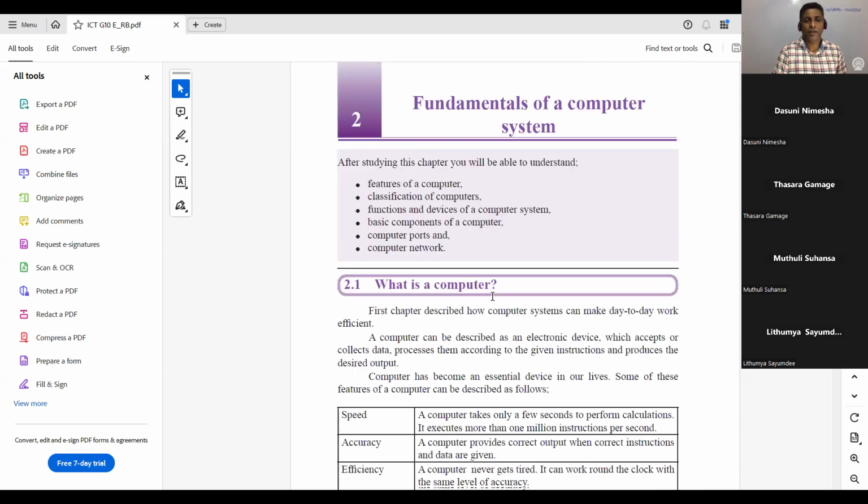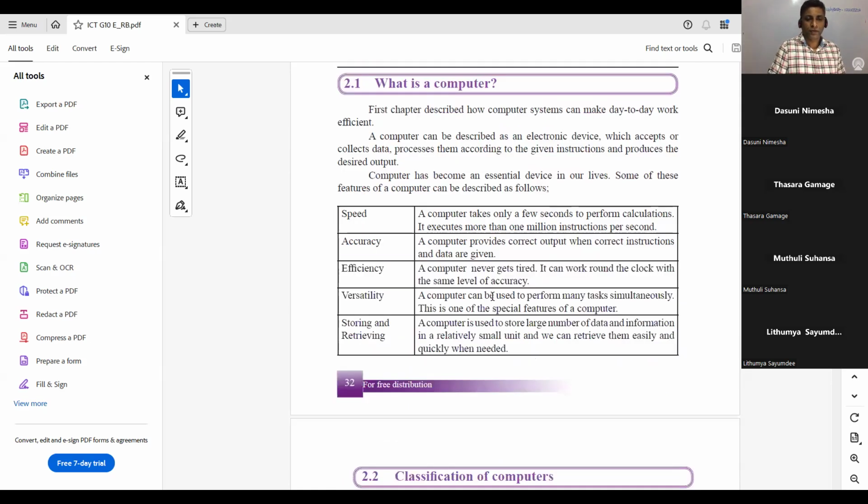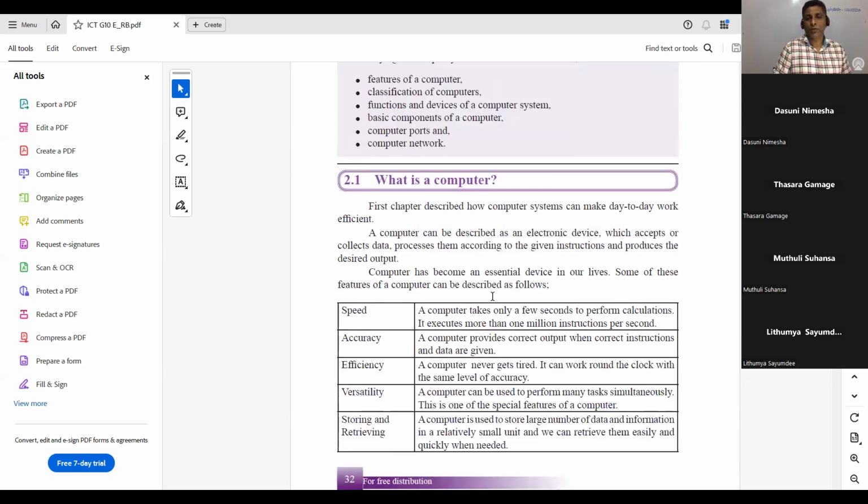Okay. So we are here, right? First today we'll talk about the features, right? What are the features you know at the moment? What are the features of a computer, from the very first day, like grade 6? So we are talking about these things, right? What are the things? You can see on the screen now.